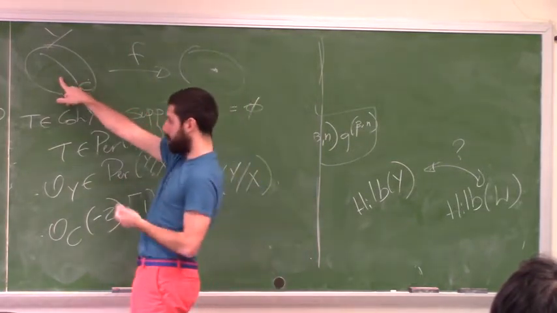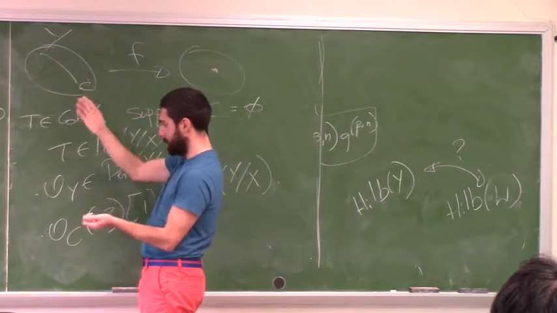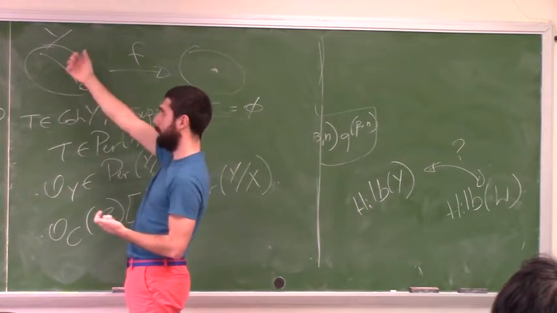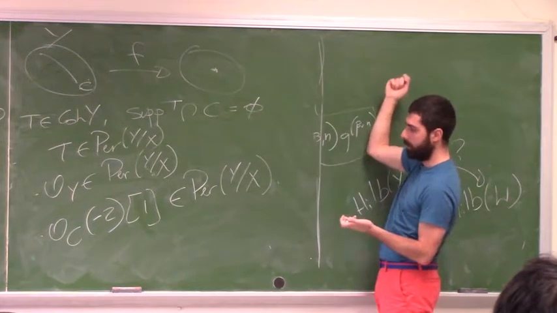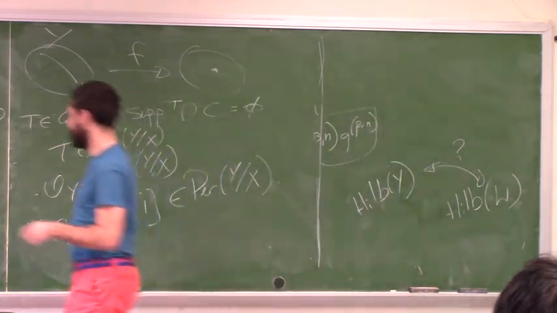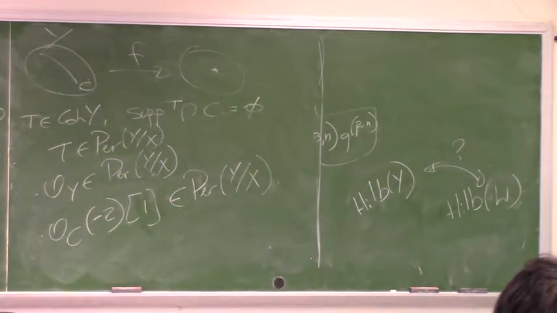When you're outside of the curve, that's fine. But when you're on the curve, this is false. And so you have to replace it by some other point-like perverse coherent sheaf, which corresponds to a skyscraper on the other side.